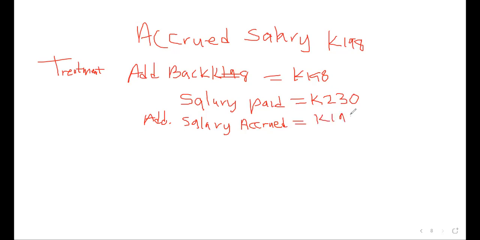Why are we adding? Because we didn't pay for it. If you don't add, the profit may seem as if we are doing very fine. In actual sense, there are some people that we didn't pay salary. So that's why we are adding back to that year. So what we should take as salary expense for the year should be 428. That is one treatment.